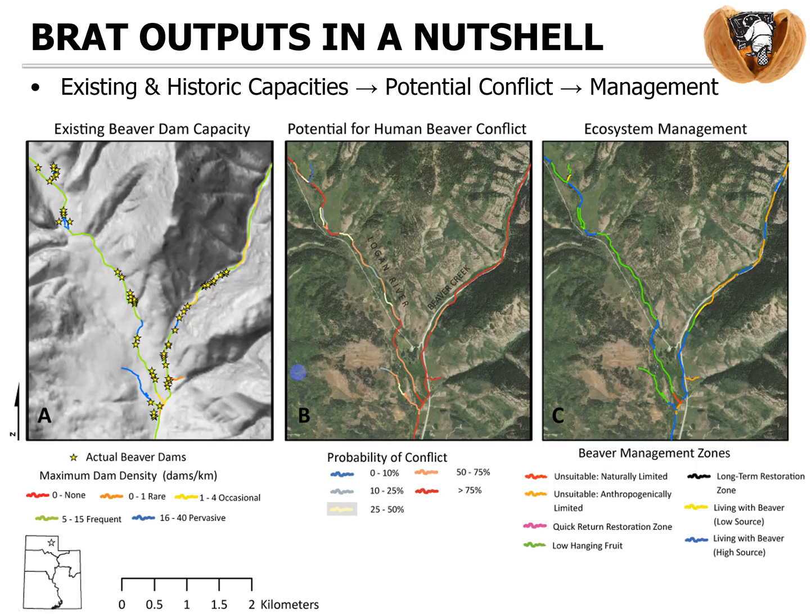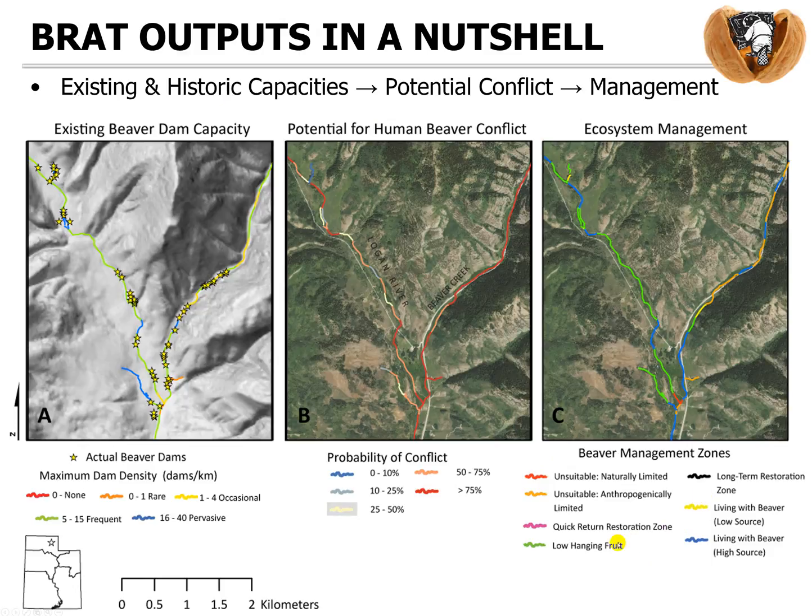So as I mentioned in the network lecture, the way BRAT works in a nutshell is, well, it actually combines a capacity model with a conflict model. And it looks at capacity in the current day in contrast to estimates of what capacities were historically, and it uses those three lines of evidence to then come up with recommendations for how beaver might be managed. And so it highlights areas in the network that are unsuitable for beaver dam building activity, whether that's a natural limitation and they've never been suitable or an anthropogenic one.